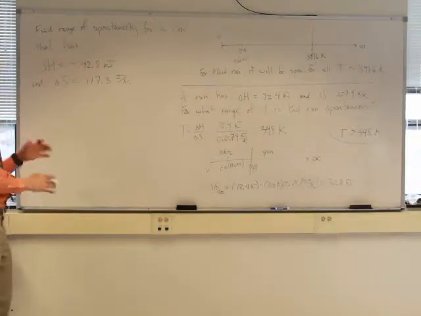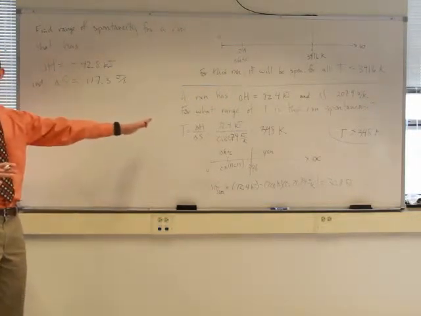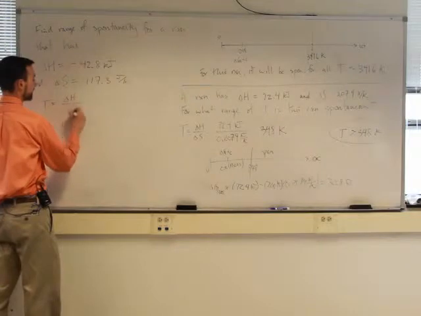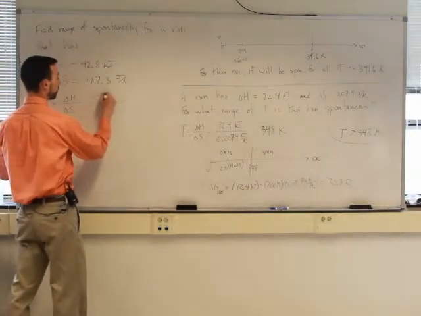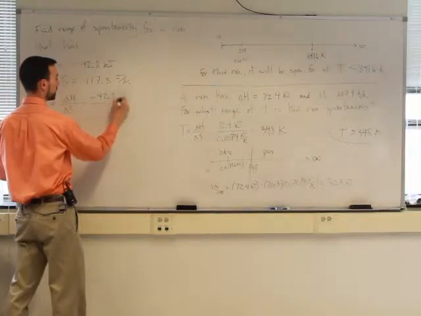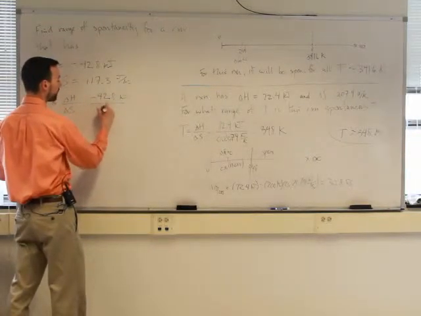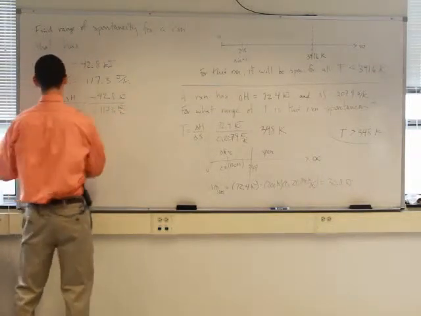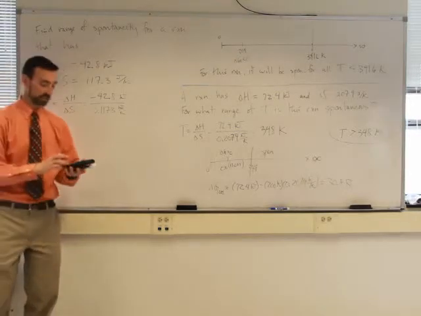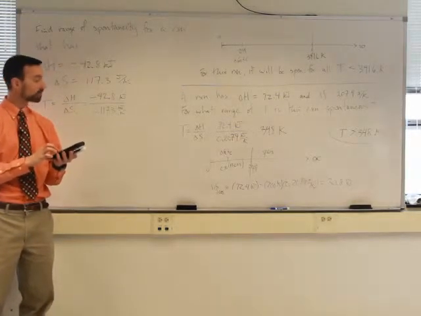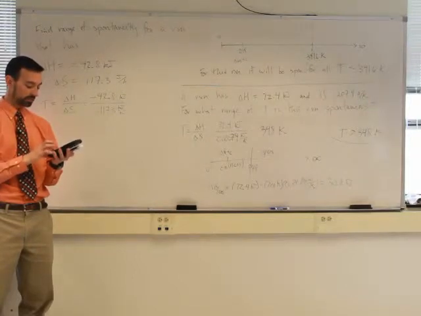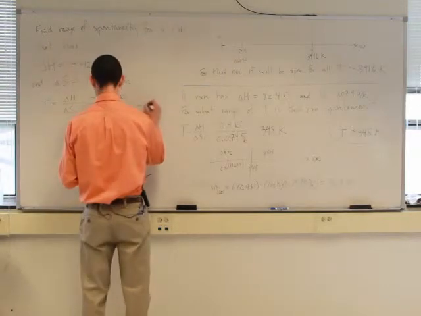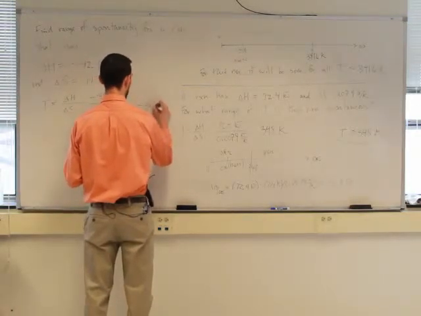All right. So if we're finding the range of temperatures, just like we did in these previous cases, we start with the transition value. Delta H divided by delta S. It's going to be negative 42.8 kilojoules divided by 0.1173 kilojoules per Kelvin. Without even me doing the calculation, does anybody see a potential problem here? I'm going to have a negative Kelvin temperature, negative 365 Kelvin.